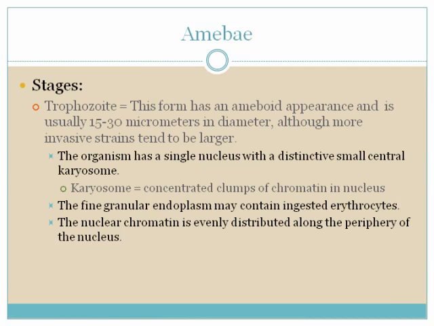All right, so here's the trophozoite stage. This form appears more amoeboid and is usually about 15 to 30 micrometers in diameter, although more invasive strains tend to be larger. The organism has a single nucleus with a distinctive small central karyosome, and the karyosome is usually a darker convex clump of chromatin within the nucleus. The cytoplasm may be finely granular and may contain ingested erythrocytes. This is for Entamoeba histolytica. The nuclear chromatin is evenly distributed around the periphery of the nucleus.